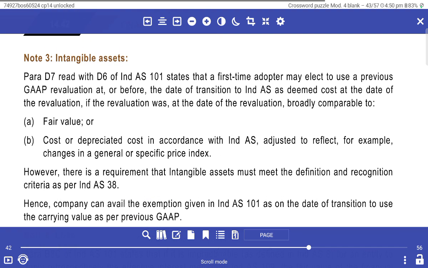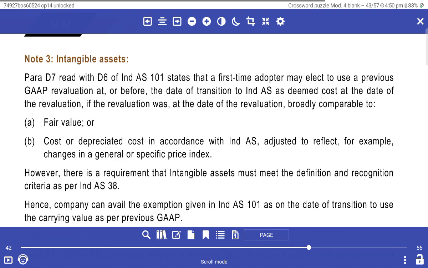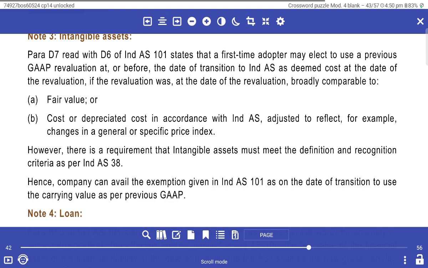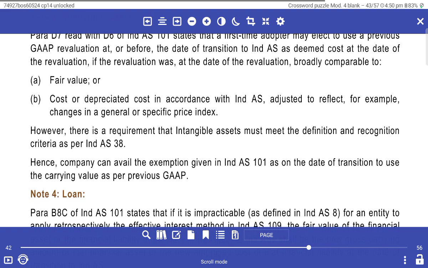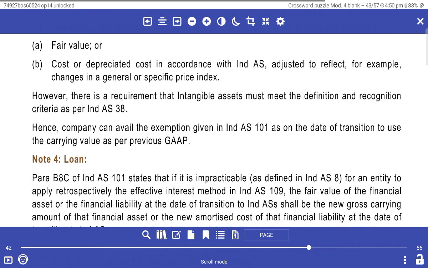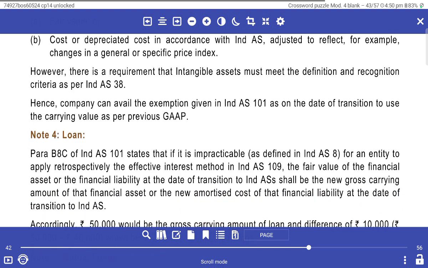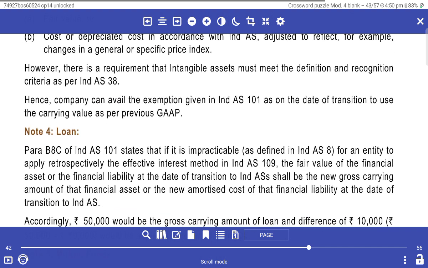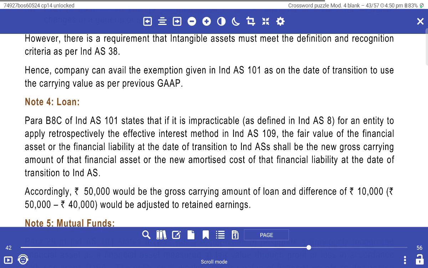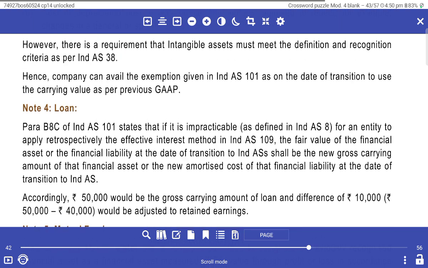Intangible assets. Para D7 of Ind AS 101 says that a first time adopter, if the previous GAAP allowed revaluation before the date of transition to Ind AS, may treat the revaluation as deemed cost at the date of revaluation, if the revaluation was broadly comparable to fair value or cost adjusted to reflect, for example, changes in general and specific price index. However, intangible assets must meet the definition and recognition criteria of Ind AS 38. Hence, the company may avail of the exemption in Ind AS 101 as at the date of transition and use the carrying value as per previous GAAP.